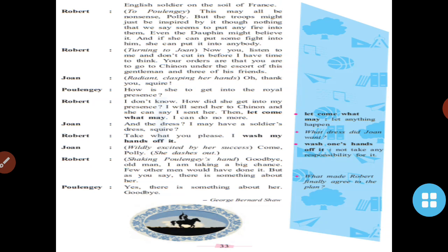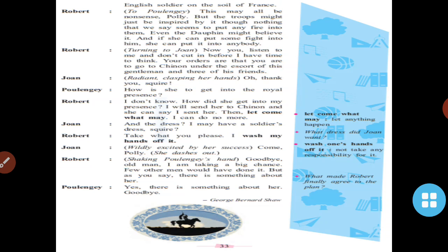How is she to get into the royal presence? Okay, Robert: I don't know how she will get into my presence. I will send her to the Chinon and she can say I sent her. Then let come what may. I can do no more.